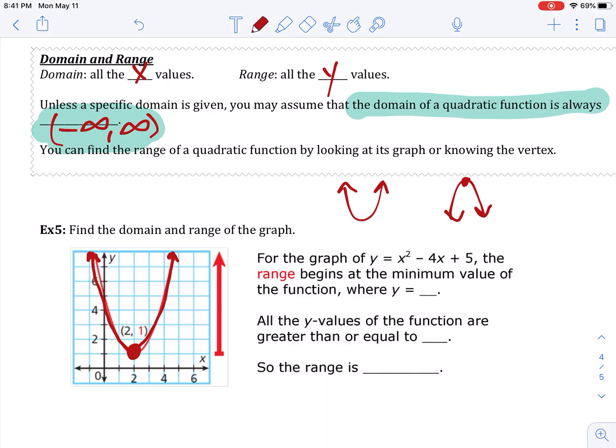So for this graph to the left, the range begins at the minimum value of the function, which is 1. See that? So this is 2 comma 1. So the y value is 1. And then the lowest range value is 1, and then it's going to go all the way up forever, which means to infinity. So 1 to infinity. But remember, you write it a special way. You write the 1 with a square bracket, and you write the infinity with a rounded parenthesis. So that's the range. Very simple. Okay?